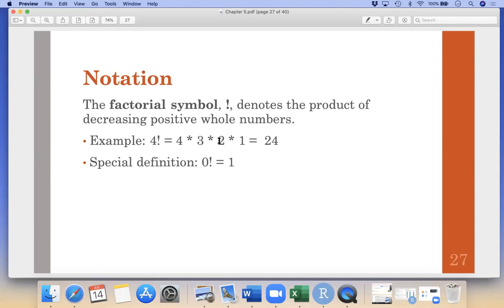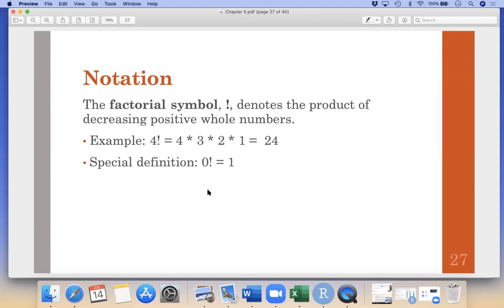So 4 times 3 times 2 times 1. You have to decrease your positive whole numbers up to 1, because that is the least positive whole number. So factorial 4 means 4 times 3 times 2 times 1. So it's 24. Likewise, if you want to find factorial 3, then it is 3 times 2 times 1.